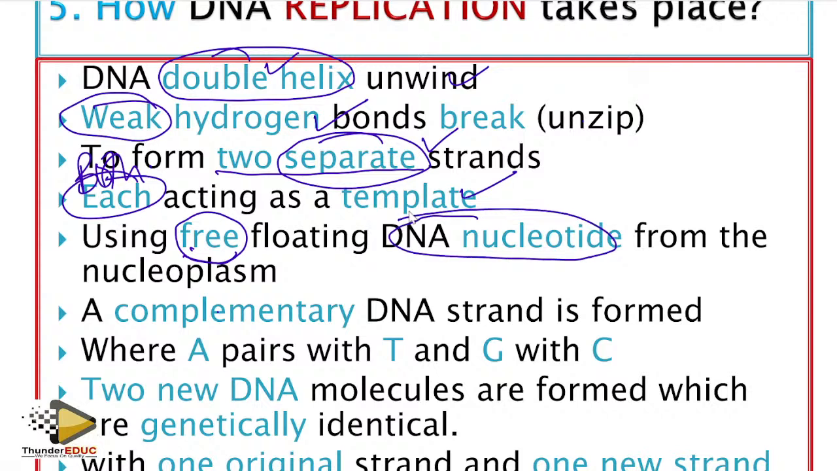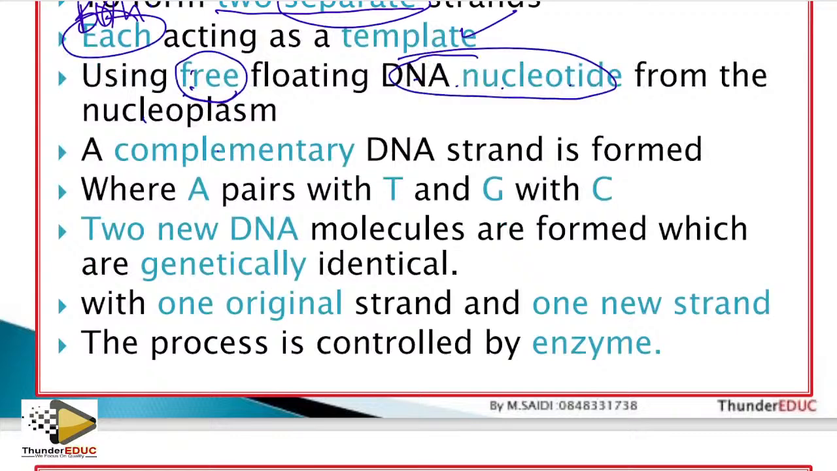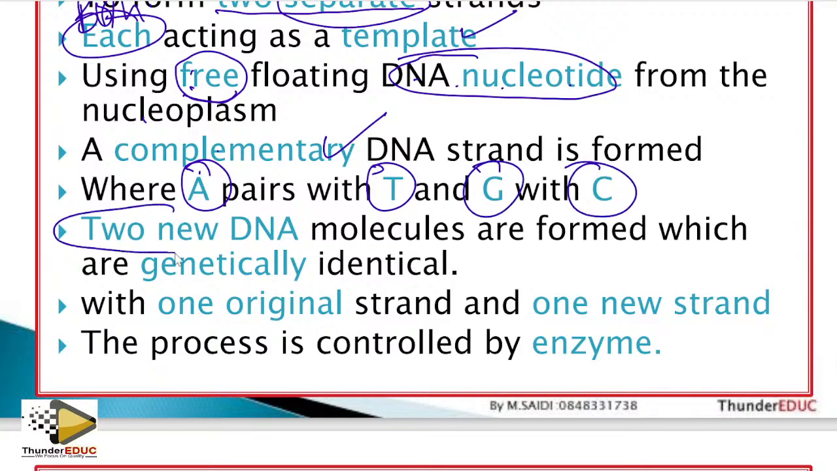Those are key points. Where are they from? From the nucleoplasm. Free DNA nucleotides from the nucleoplasm are the ones being used. So that's the key point in this regard. A complementary strand is formed, whereby adenine pairs with thymine and guanine pairs with cytosine. Two new DNA are formed which are genetically identical.